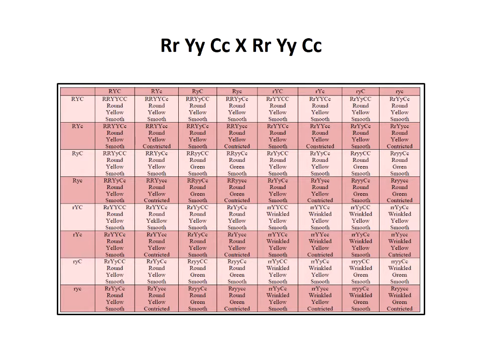If there is a small r, then the product will be wrinkled. If the product is small y, then it represents green. And if the product is small c, then it represents constricted. So this is the case.